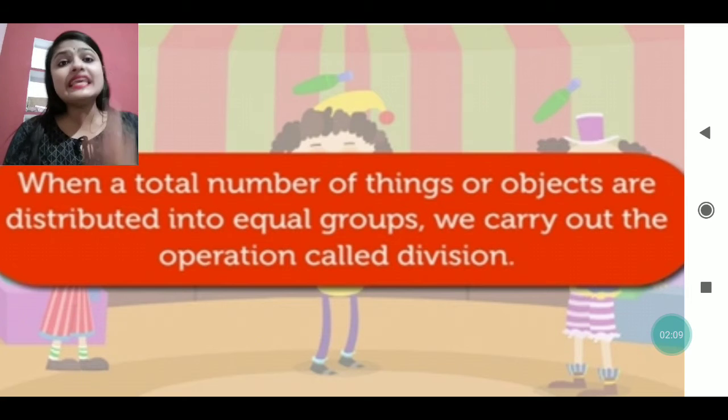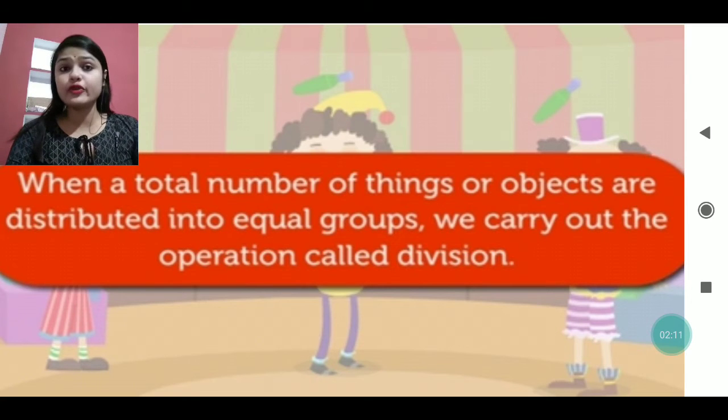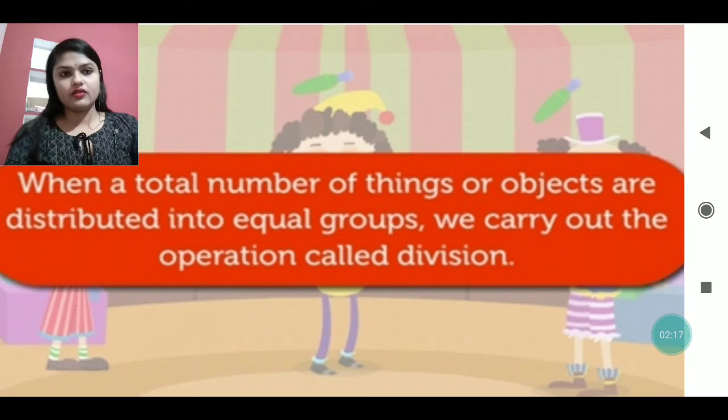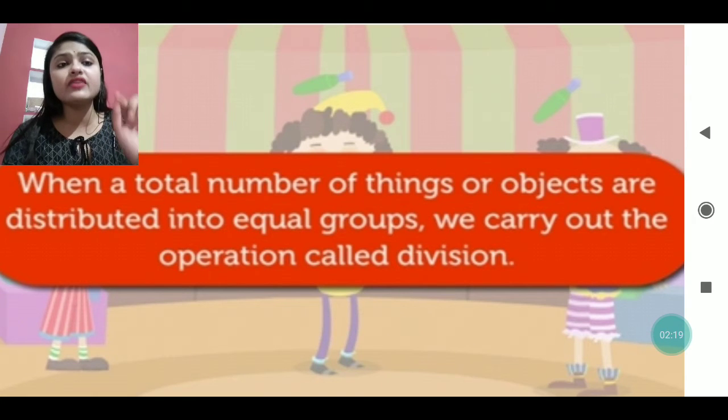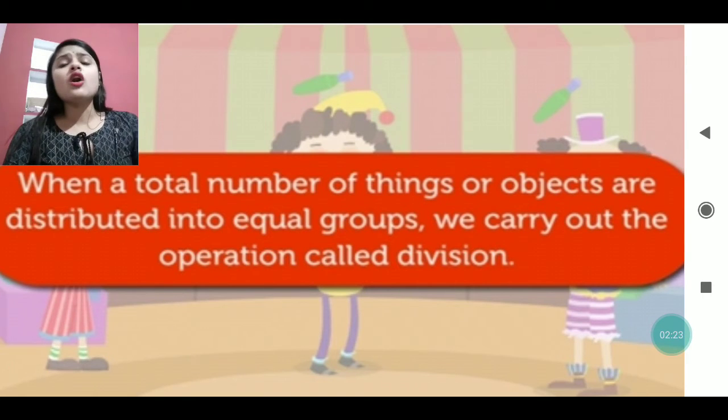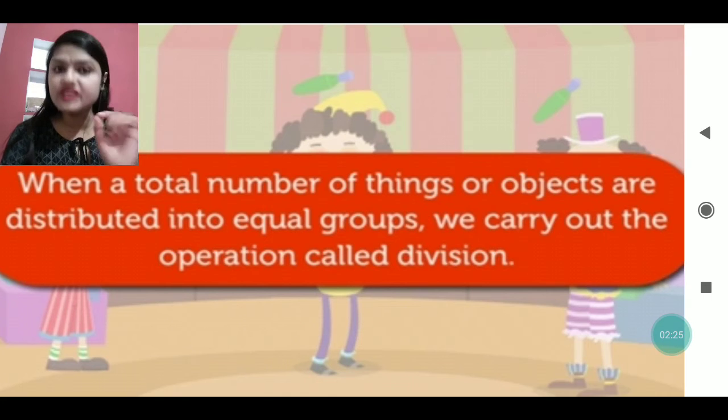What will you do? You have to distribute equally. You cannot be partial to anyone. So what will you do? You just divide it. We carry out the operation called division. What do we carry out? The operation that is called division.